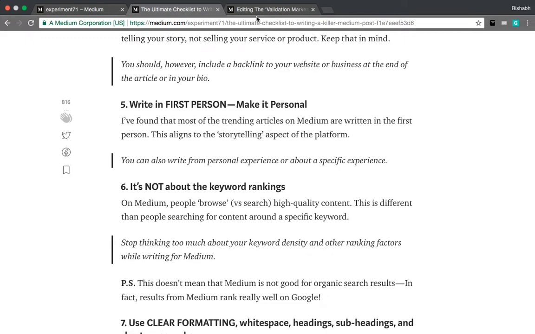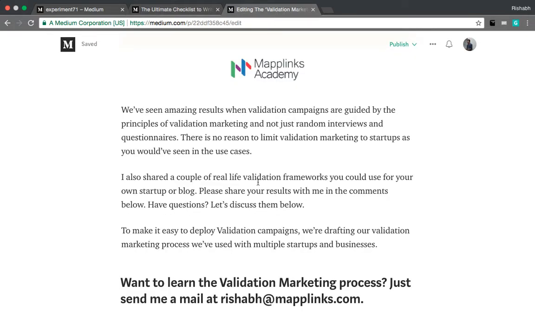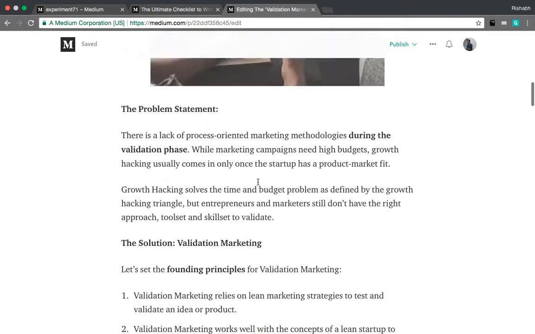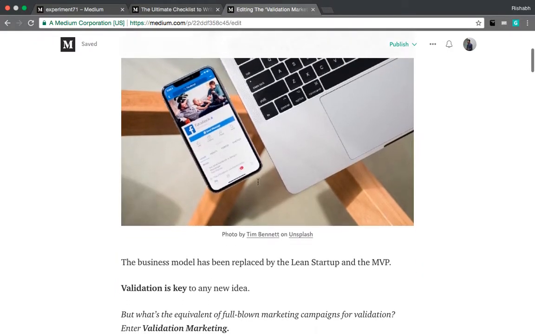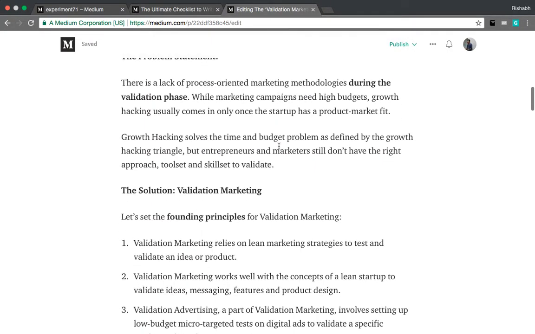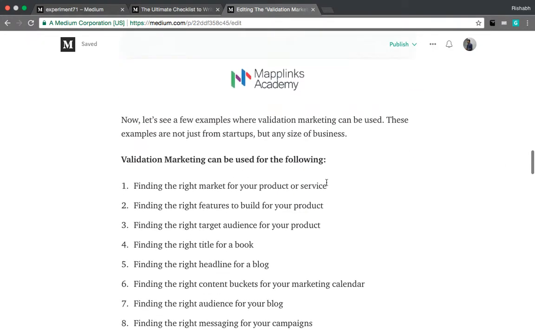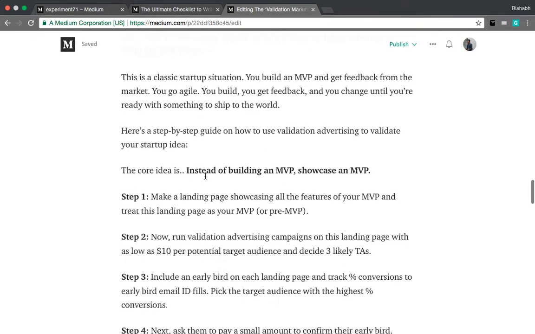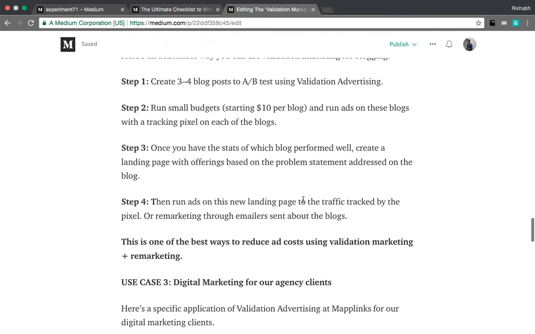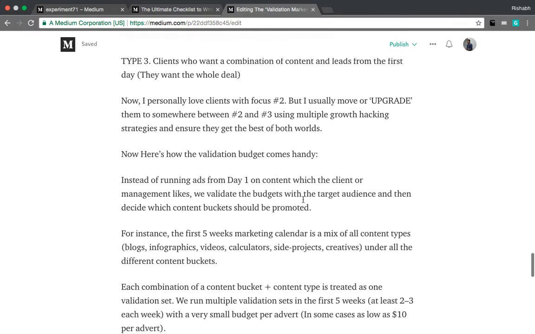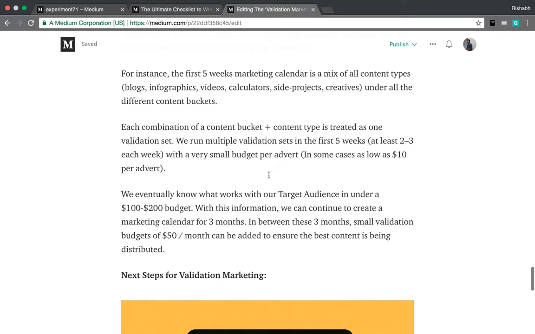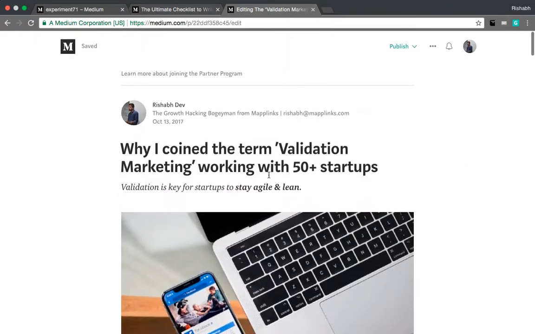Write in first person, make it personal. Number 5. So this platform itself, Medium, is more of a platform where you write about your experience or you tell a story. So it's good if it's written in the first person. And that's what I'm trying to talk about here. I'm saying that these are the things that you can do. I might want to change it a little bit and say this is what I like and this is what I implemented. So if you read this, I personally love clients who do this, and I've worked with a couple of startups. If you see, the opening statement itself is in first person.